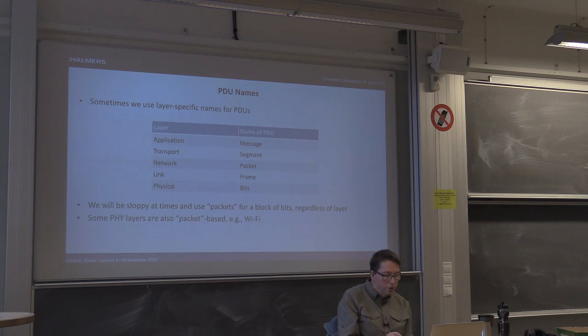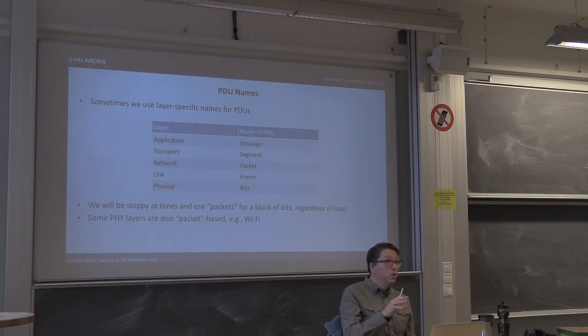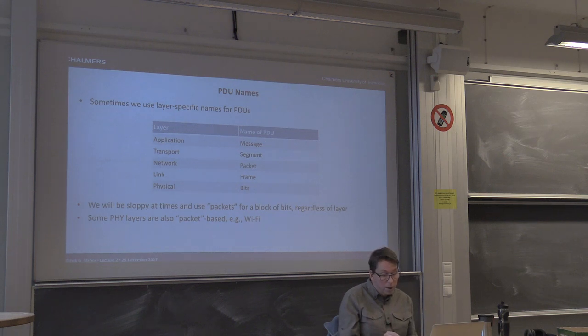Also, an exception to this is that some physical layers, as we will see later on, are actually packet-based. Wi-Fi, for instance, uses a physical layer which is packet-based. But again, this is reality, but if we look at the OSI model, the physical layer just transmits individual bits.